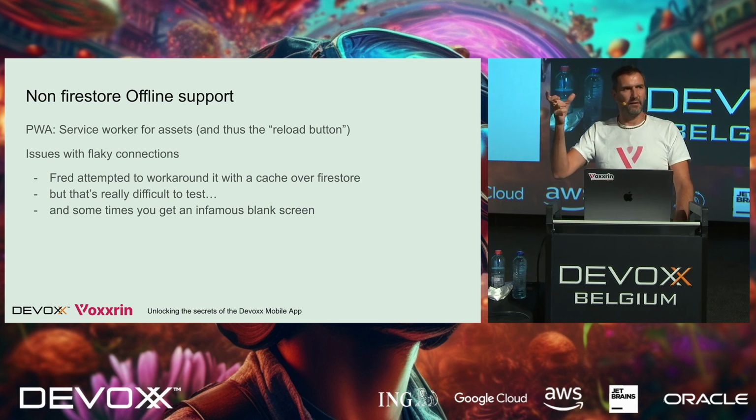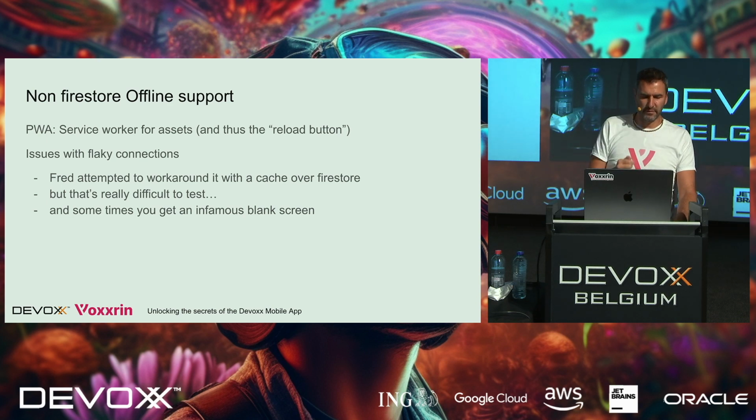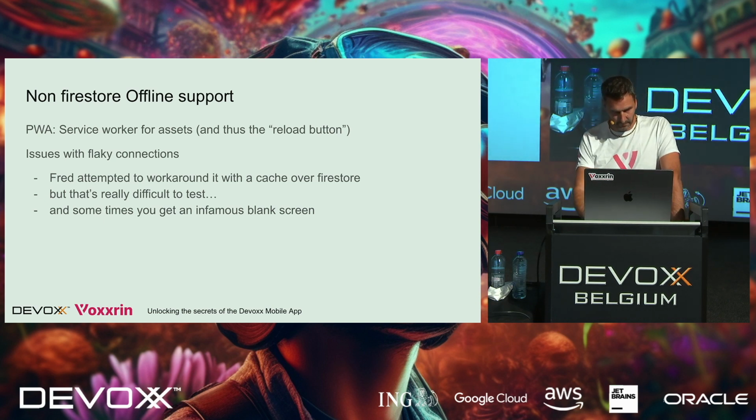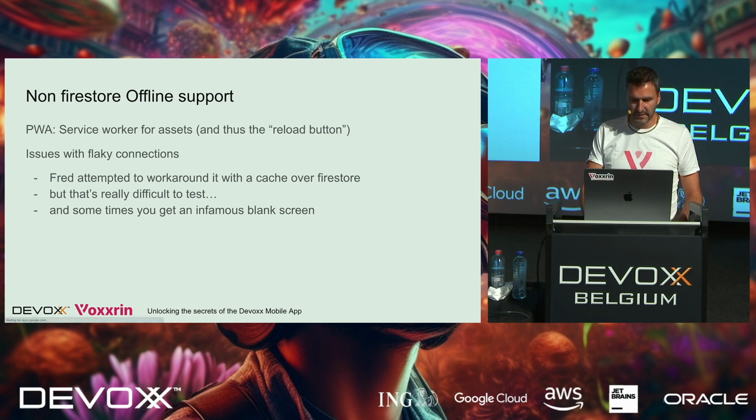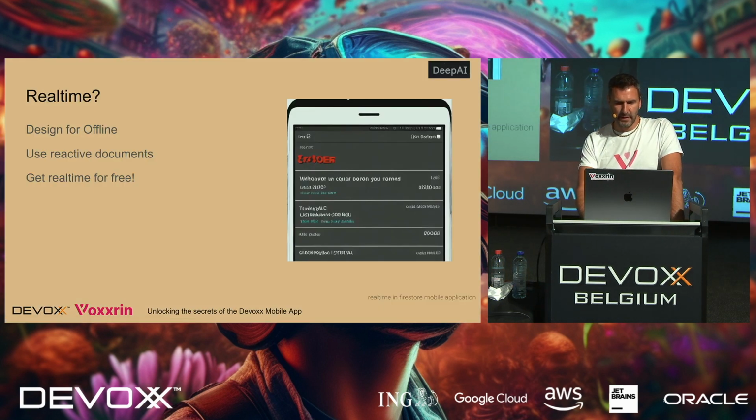So we have Firestore, and there is a cache over Firestore. It was really difficult to test. We discussed that together. I'm not sure if it's completely a good idea. I know that several people had issues with flaky connections, and sometimes we get the infamous blank screen. Sorry for that. We really need to check how to get rid of that.